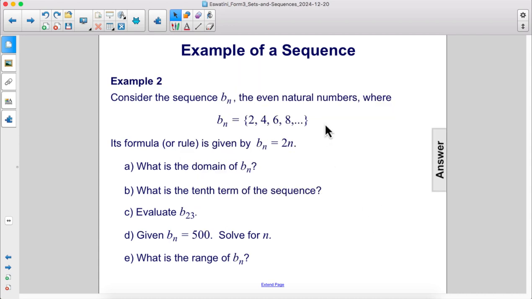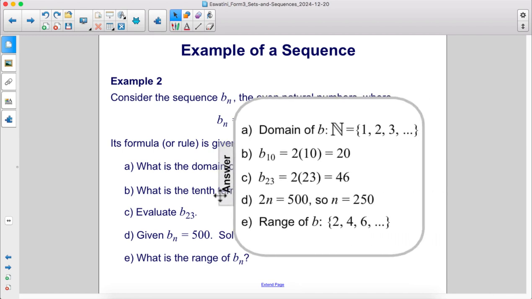Consider the sequence Bn, the even natural numbers, where Bn equals 2, 4, 6, 8, etc. Its rule is given by Bn equals 2n. What is the domain of Bn? What is the 10th term of the sequence? Evaluate the 23rd term of the sequence. Given that Bn equals 500, what is n? And what is the range of Bn?